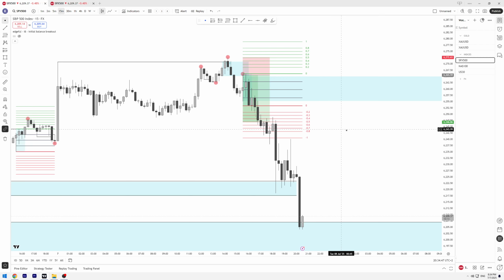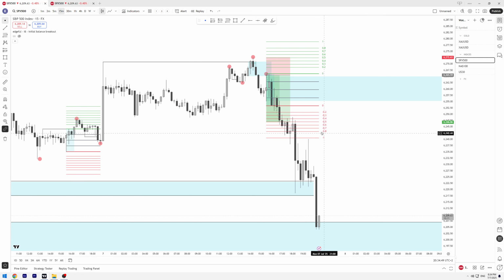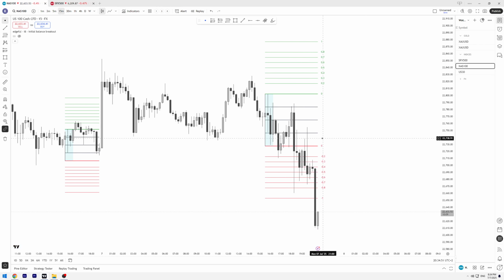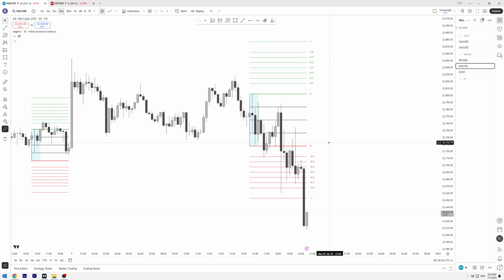And also what I saw, what is quite interesting, I don't trade NAS, but if you had this indicator, even with only the indicator you could have caught some trades here. As I said in the previous video, the price is very likely to come back to these retracement levels.